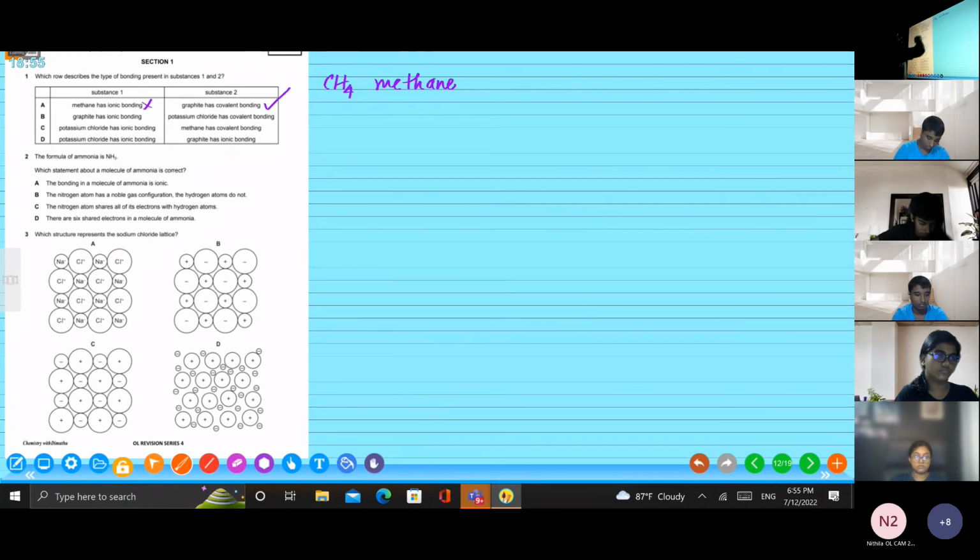Graphite, covalent, we all know about it, right? We just learned graphite is carbon only. Graphite with ionic bonding is wrong, so you don't have to worry about the next one. Anyway, it's wrong because potassium chloride is ionic. How do you know? Metal and non-metal. Methane has covalent bonding. That's the answer. The answer is C, right? So you can easily find these bonding types. You just have to remember this.